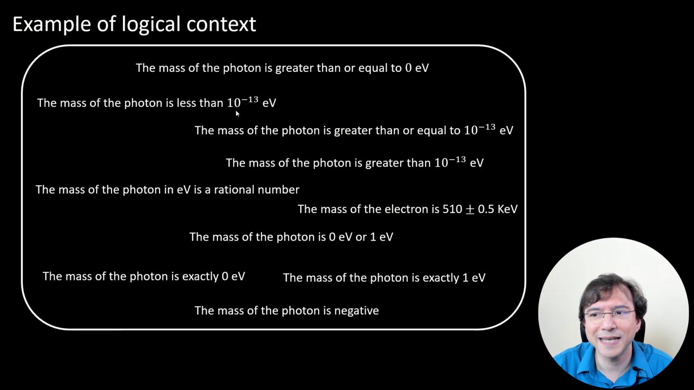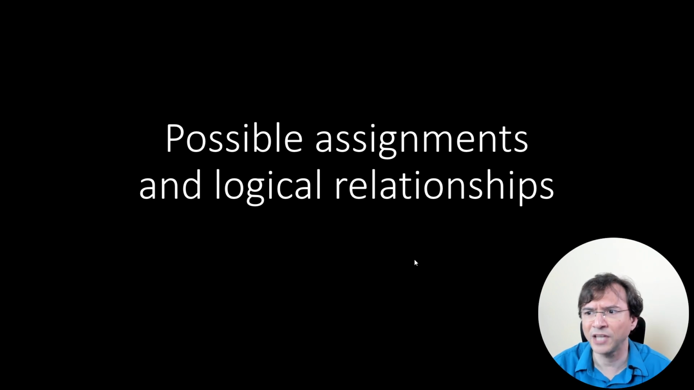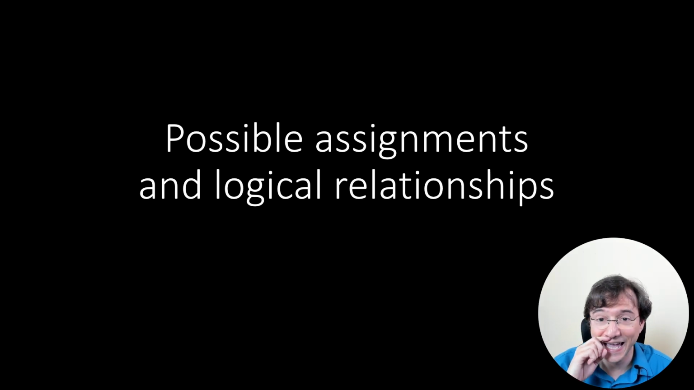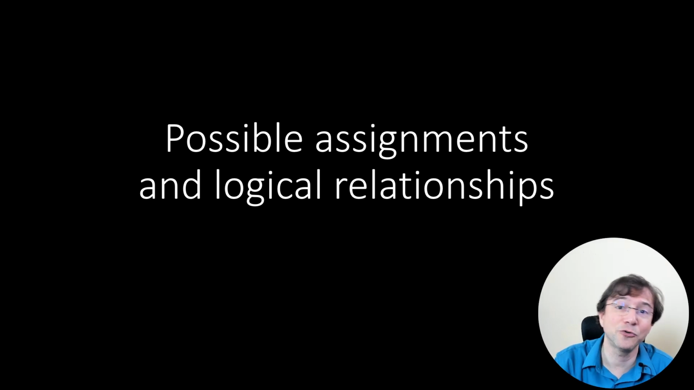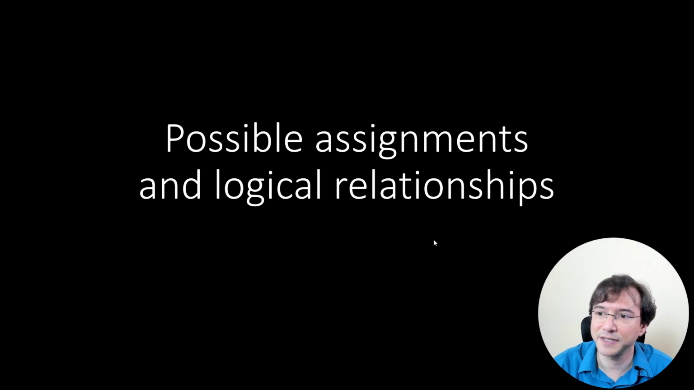The mass of the photon is less than 10 to the minus 13 electron volt, or the mass of the photon is exactly 0, or something like the mass of the electron is 510 plus or minus 0.5 kilo electron volt. So you're going to have essentially a bag of all these statements, and that's what we have for now. But of course, this is not enough. We want more. We want to add some structure to this. And so what we want to do is represent this logical relationship between statements: that if one is true, then the other one must be false, and things like this.